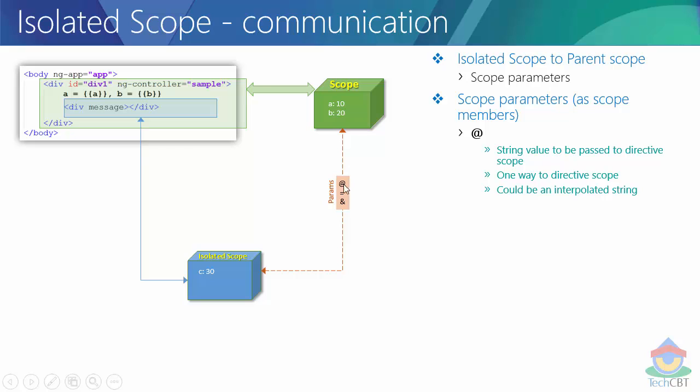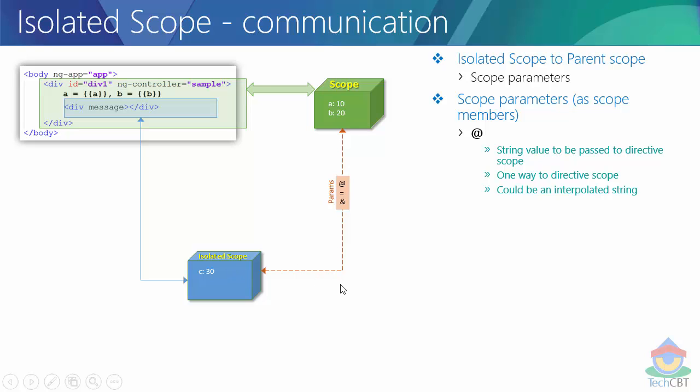And this particular string, whatever you provide for the @ symbol, could also be an interpolated string, which means it could be an Angular expression, like this kind of expression, which will be evaluated by the AngularJS framework before even sending that value directly inside the isolated scope.